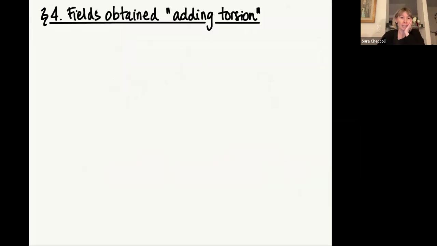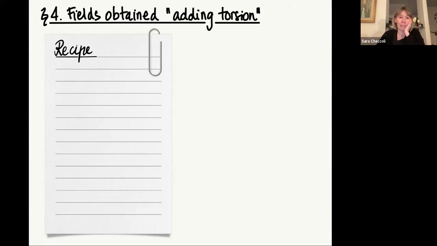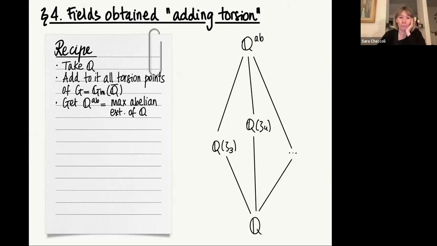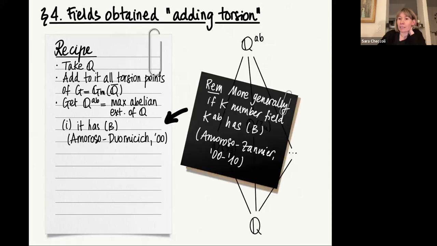Let me start with the fields that are obtained adding some torsion. For this, we follow the following recipe. You take Q, and you start adding to Q all the torsion points of the multiplicative torus, that is, all roots of unity. What you get is a field that we already saw, the field Q^ab, the maximal Abelian extension of Q. This field has the Bogomolov property. This was conjectured by Zannier and then proved by Amoroso and Dvornicich. It is true more generally that the maximal Abelian extension of a number field has the Bogomolov property. This was proved by Amoroso and Zannier in two papers, where in the second paper the lower bound is uniform in the degree of the number field.